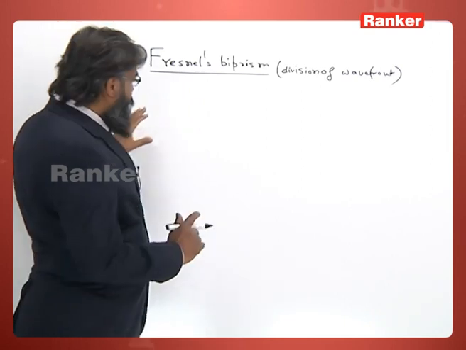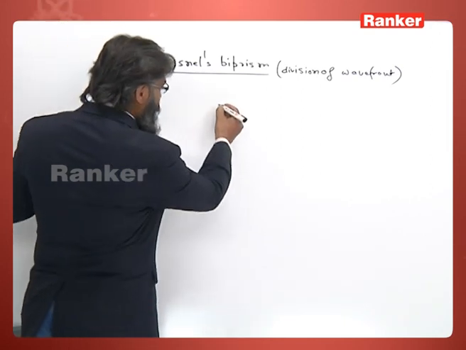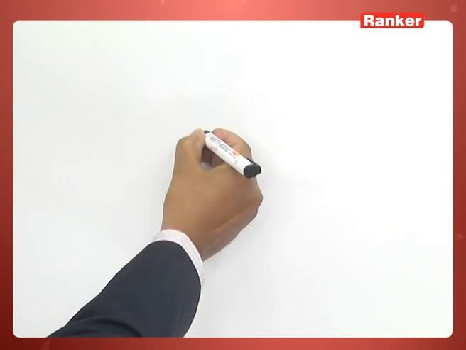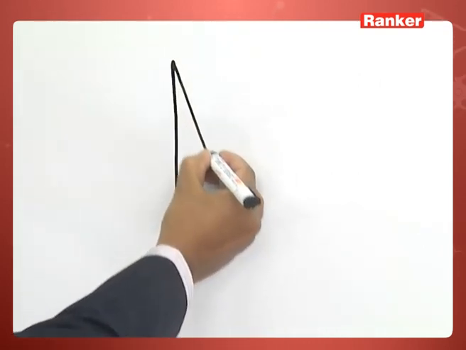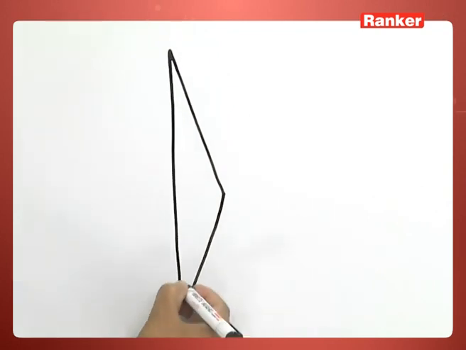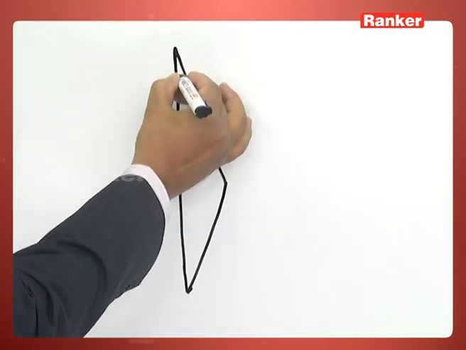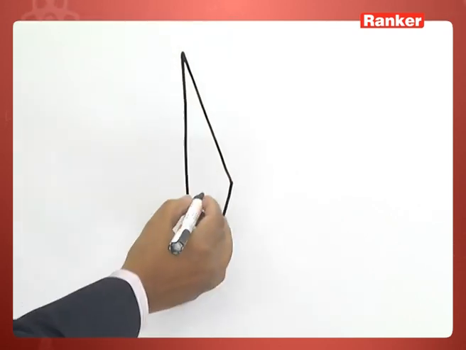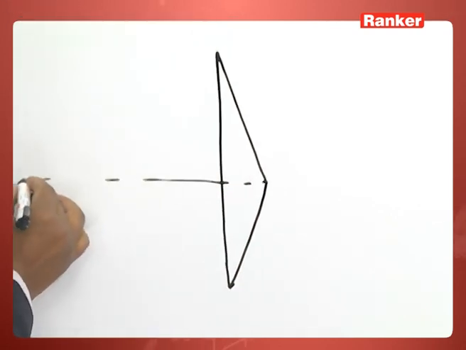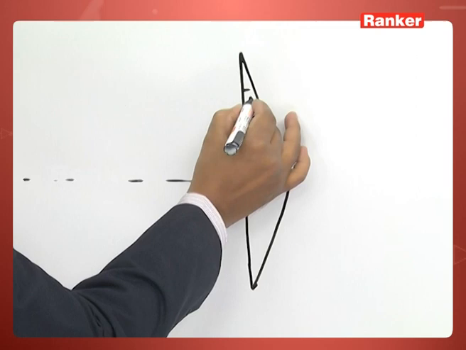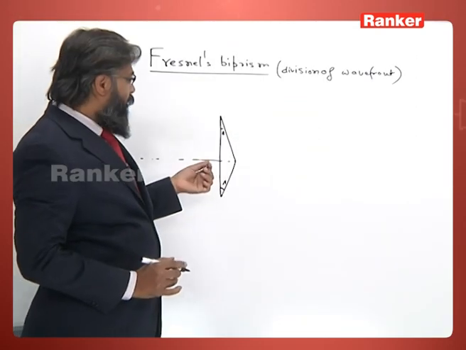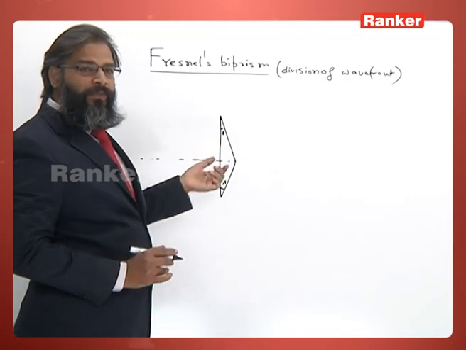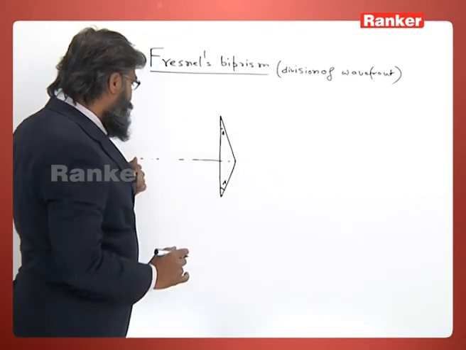So, in Fresnel's biprism, a thin prism is taken, with a very small angle of prism. This angle is A, this is also A. This angle is very small, of the order of 1 degree, 1 by 2 degree, 1 by 3 degree, like that.